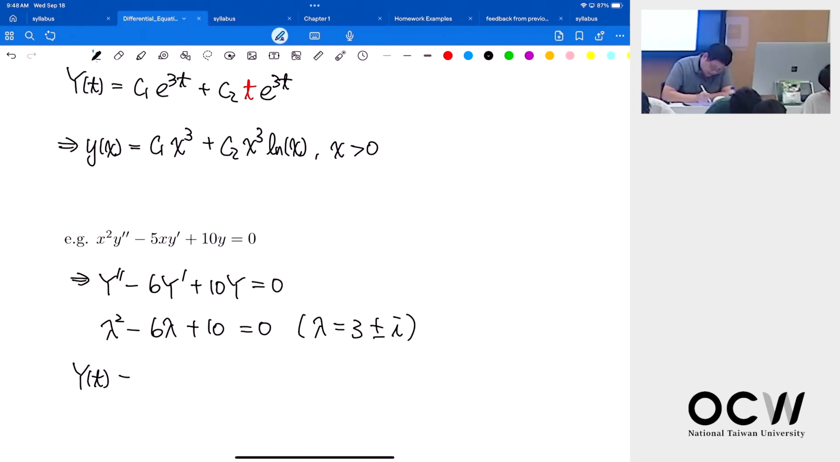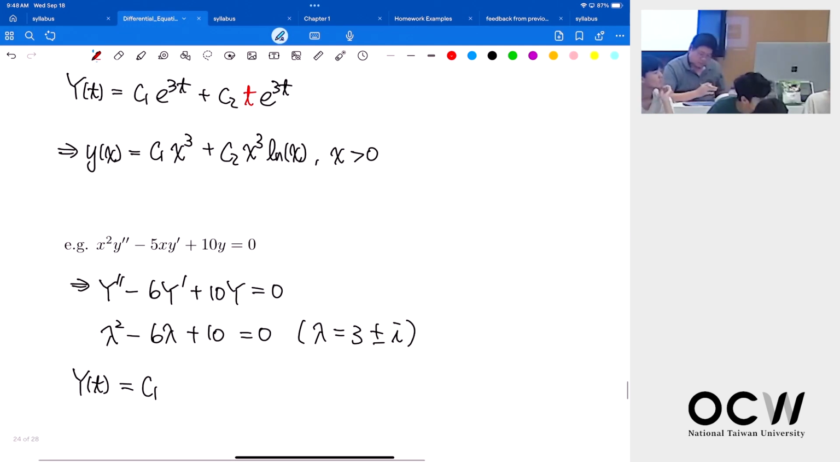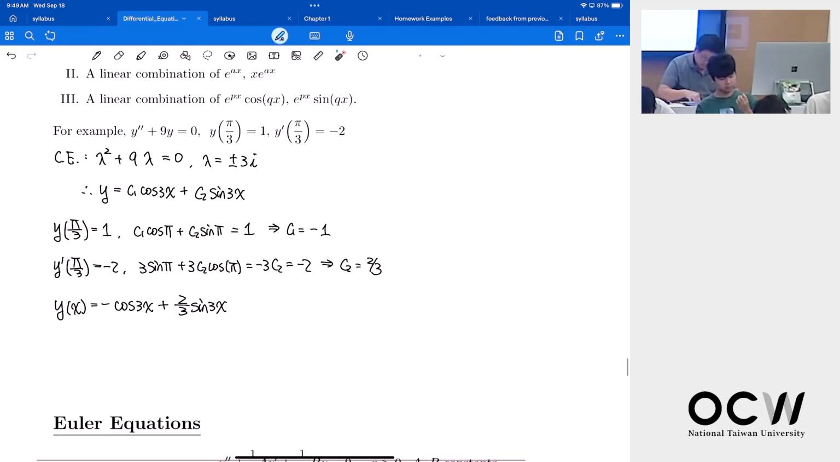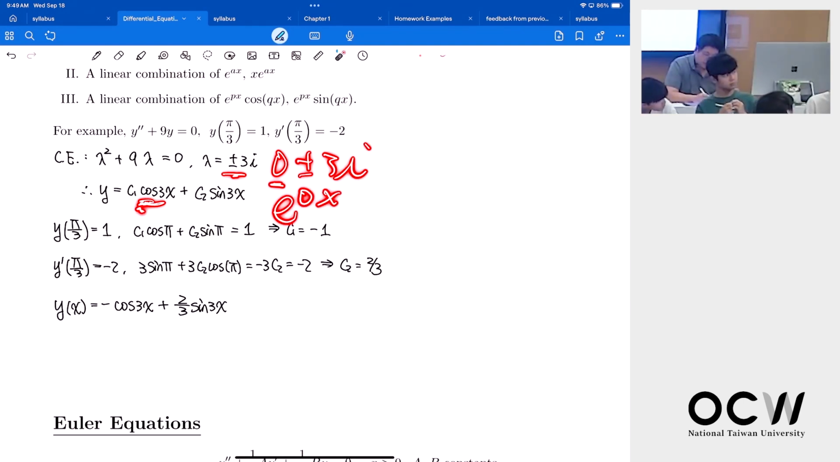Then the solution will be c1 e to the pt, where here p is 3, and this is p and q. So why don't we have e to the px? Because here it is 0 plus 3i, so e to the 0x is 1.